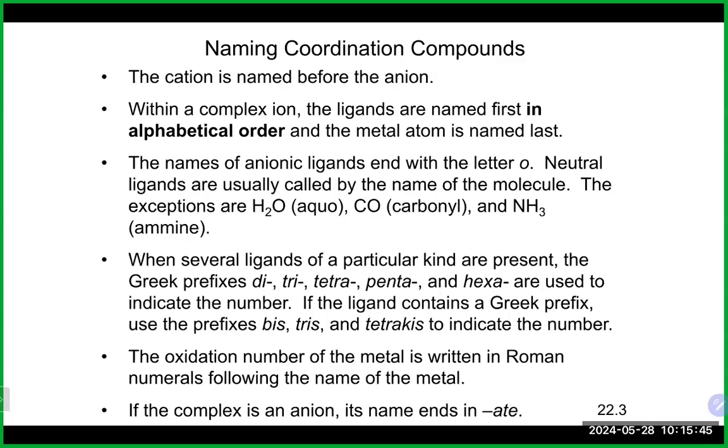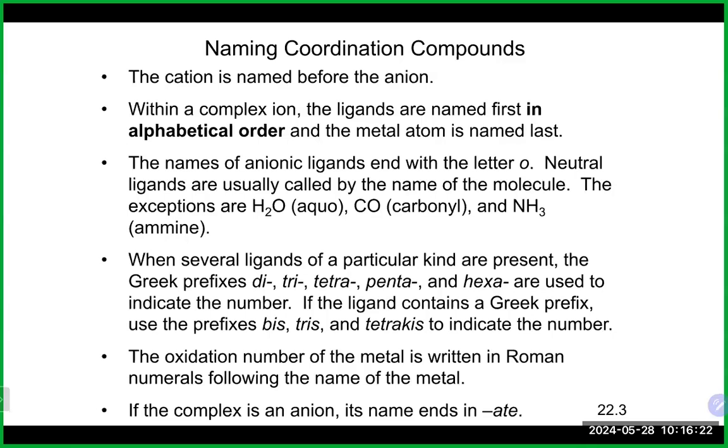Ligands do come in alphabetical order regardless of prefixes. So we may use some prefixes if we have more than one of the same ligand within the compound, but we do go alphabetical order regardless of prefixes. If we have an anionic ligand, something that is negative, they typically end with the letter O. Neutral ones are usually called by the name of the molecule. There are a number of exceptions, like water is called aqua, CO is carbonyl, NH3 is amine.